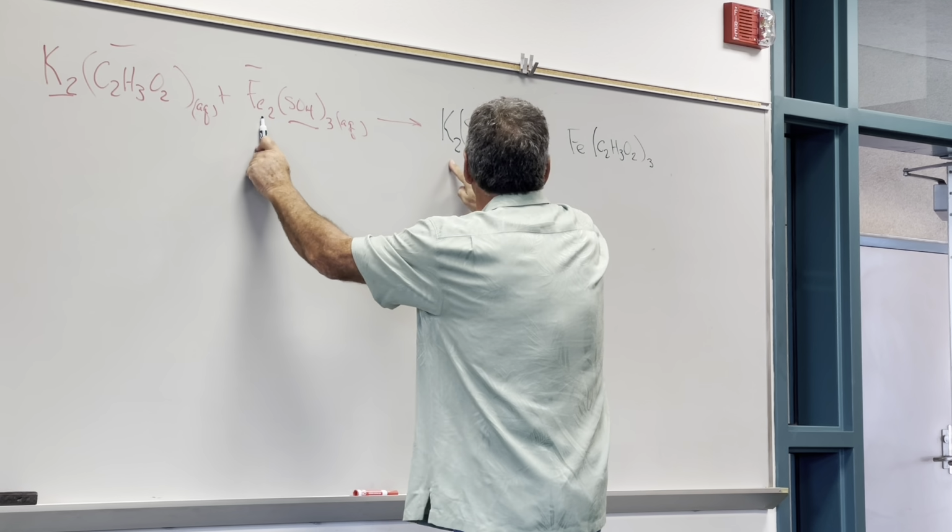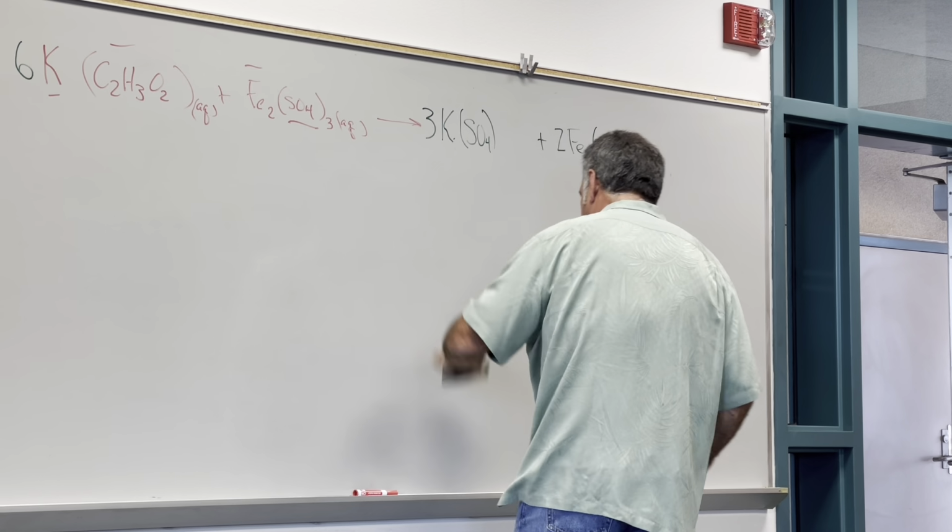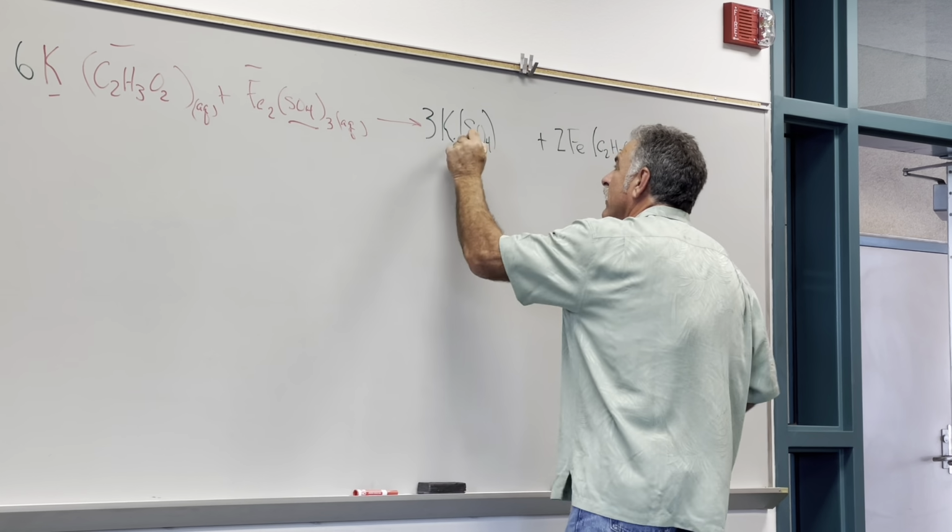Sulfates, we have 3 here, but only 1 there, so we'll put a 3 here. And now we have to look at our potassiums. We have 6 potassiums here, so we need 6. Wait a minute. It's not K2, it's just K. I know, right? Dummy. That's K2, no? All right, so let's just restart. Get your compounds right. I can't believe I wrote that like that.